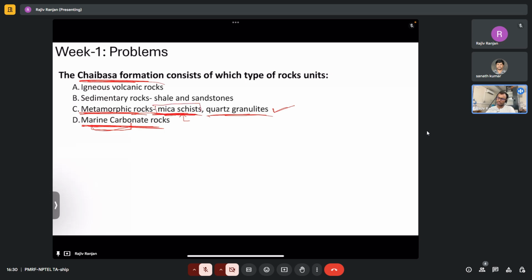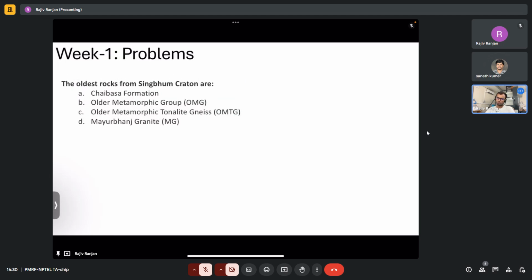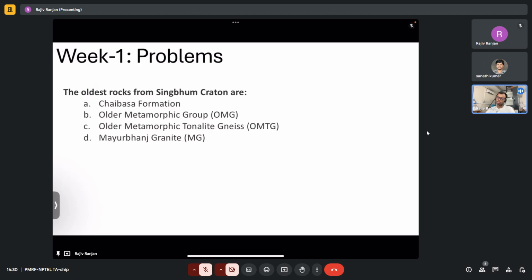If you have seen the lectures, Sir has very briefly talked about the micas and the quartz bands, right? Those three bands. Yeah. Okay. So the next question: the oldest rocks from Singhbhum Craton are Chaibasa formation, older metamorphic group, older metamorphic tonalite gneiss, or Mayurbhanj granite. What do you think? Older metamorphic group, I guess.